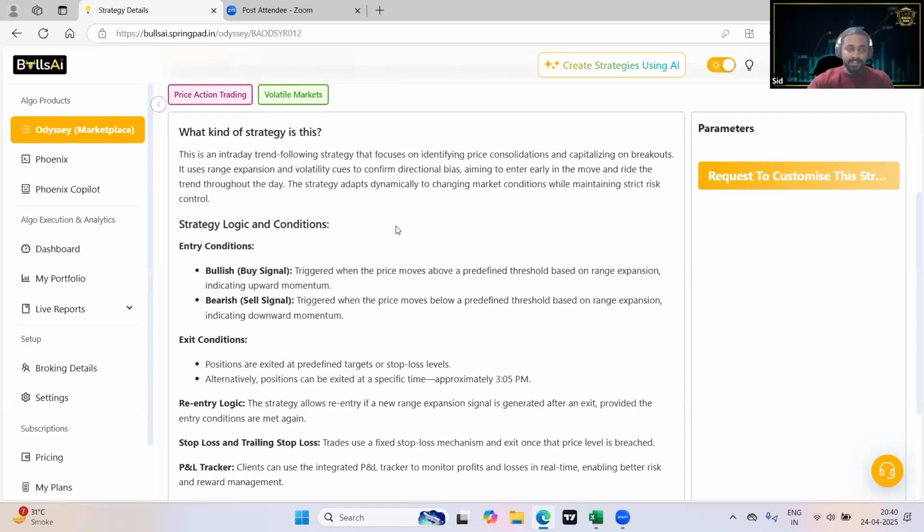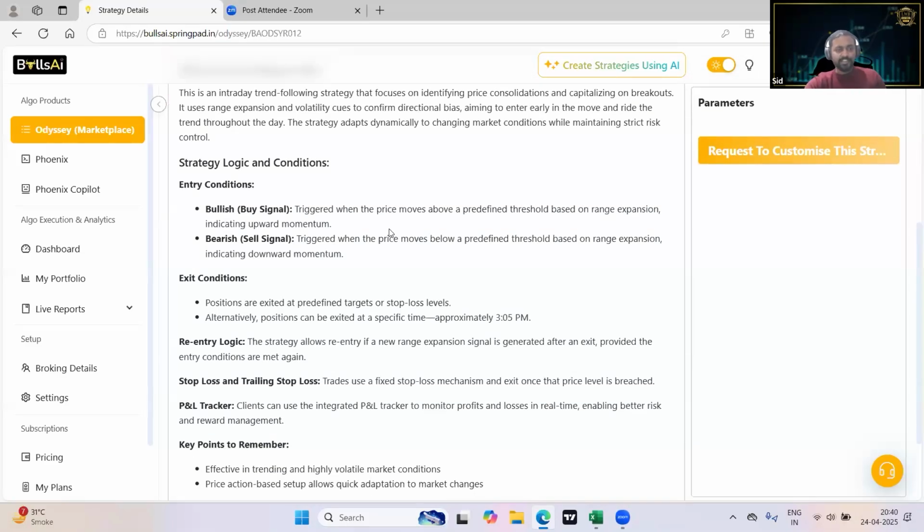So what are the logic and conditions behind it? The entry condition for a bullish signal, the buy signal, is triggered when the price moves above a predefined threshold based on range expansion, indicating upward momentum. The logic is very simple, as you would have already picked up. It identifies a range based on certain conditions we have inputted, and when the expansion happens, that's when the buy or the sell signal is triggered. Buy would be when the expansion happens on the top. Sell would be when the expansion happens on the lower side.